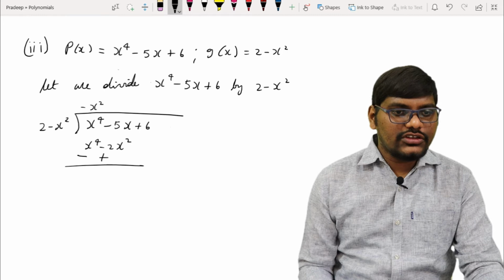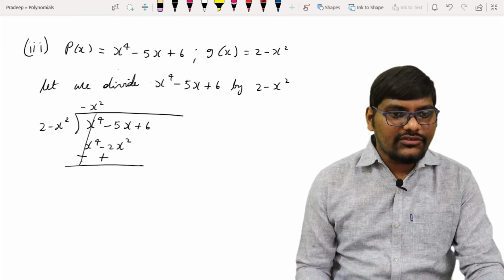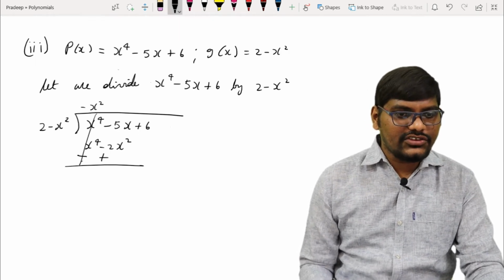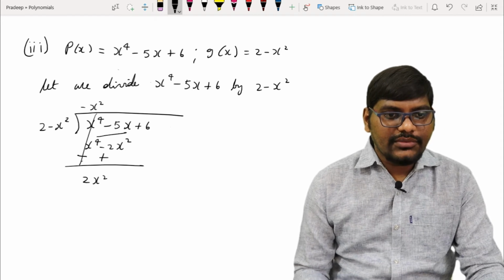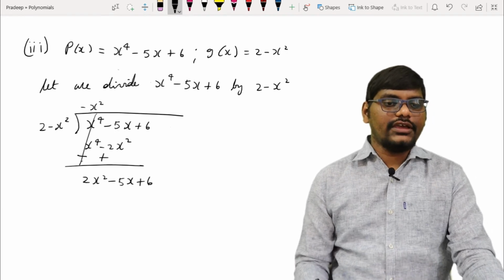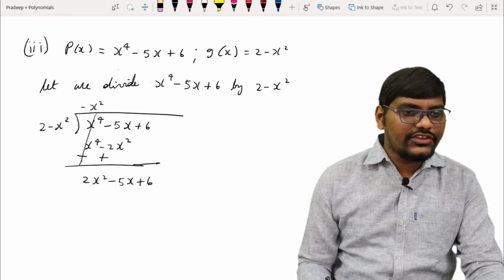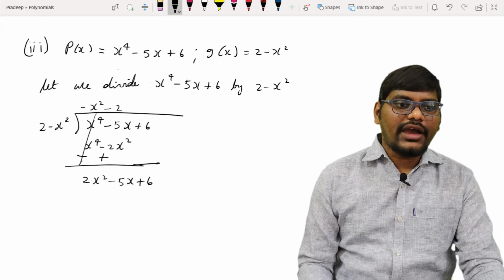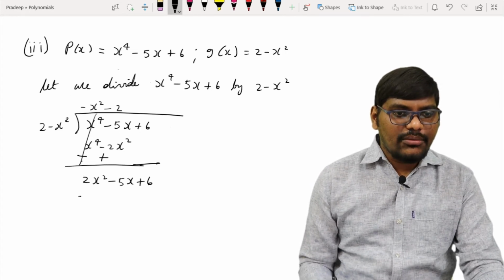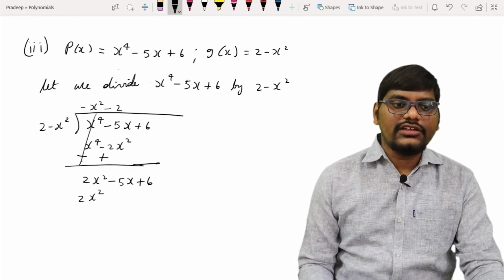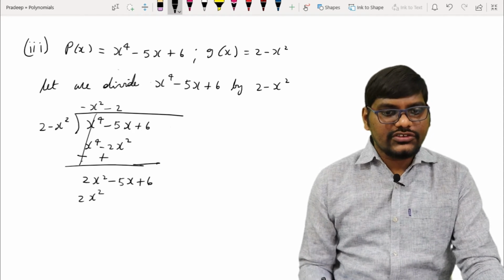Minus plus, so these both get cancelled, and this is minus 5x and this is plus 2x. Sorry, this is x square, so we'll just write this as it is. So 2x square, and this minus 5x plus 6 we'll just write as it is. Okay, so now this is 2x square, so here is x square. So if I just take minus 2, so minus x square into minus 2 is how much? That is plus 2x square. Okay, so now I'll multiply with this 2 also. So 2 into 2, because minus is there, that is minus 4.